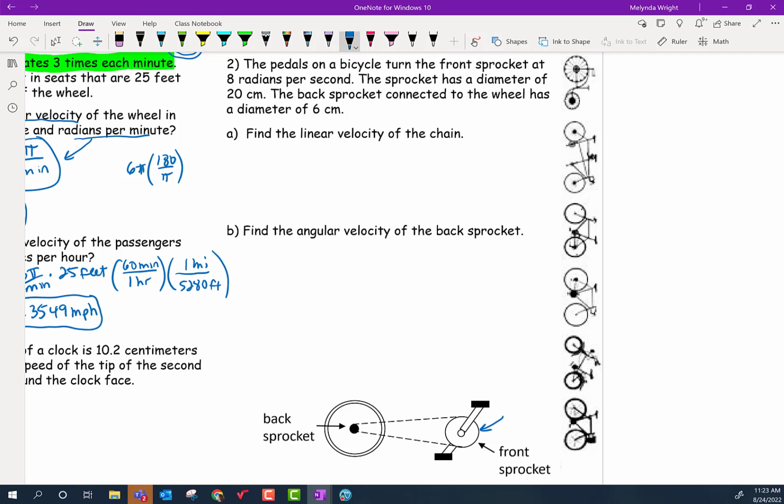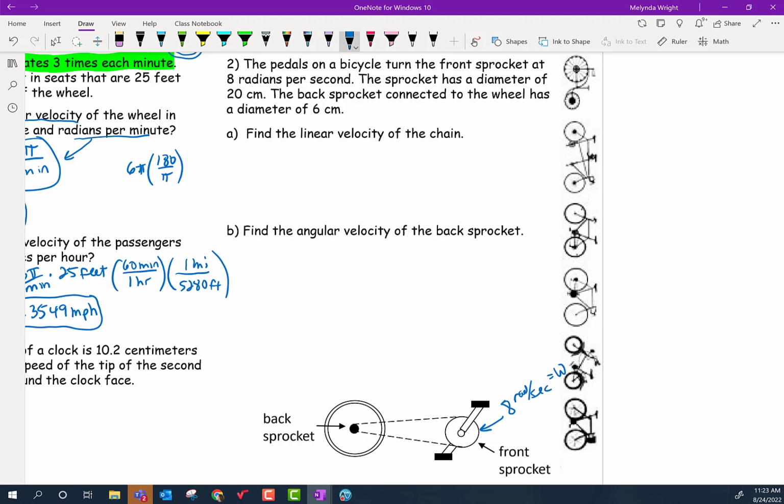We can tell by the units. Do you see any distance units on that? Just an angle and a time. You can tell by the units. If that doesn't make sense to you, you should write that down. You can tell by the units what they're giving you. That's radians per second, so that's angular. So this has 8, and I'm just going to write radians per second. That's omega for the front sprocket.